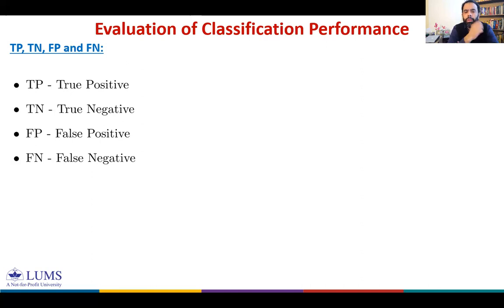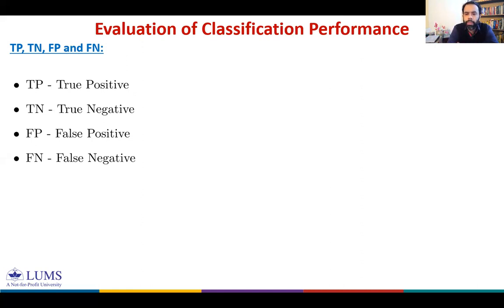Number of points, right? True positive means positive is 1: the number of points with y equal to 1, and your classifier also predicted 1. True negative: the number of points with gold label 0, gold label negative, and your classifier also predicted negative. True positive, it is positive in actual, and you predicted positive. True negative, it is negative in actual and you predicted negative.